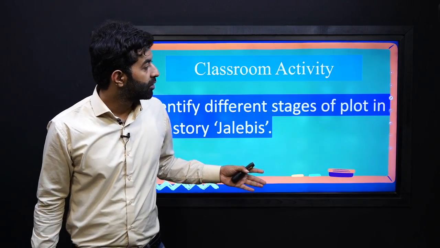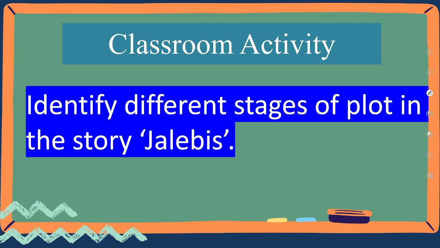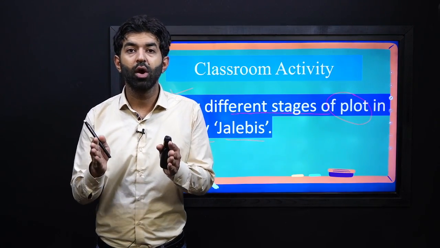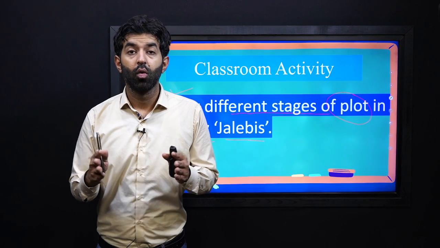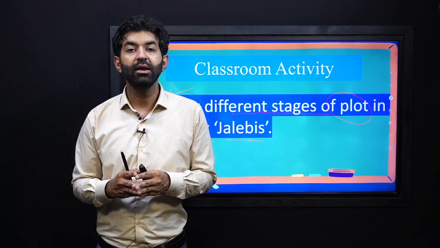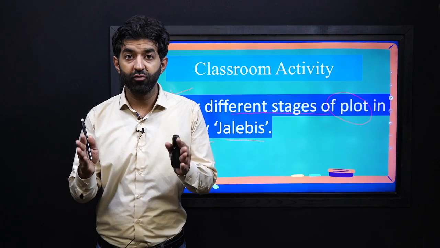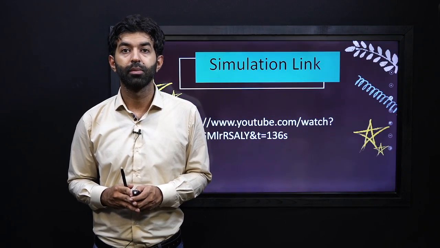All right. So you have to do this classroom activity by pausing the video. Identify different stages of plot in the story Jalebi. We have talked about all these different stages. You have to break down the different stages according to the story. What was the beginning of the story? What is the rising action, climax, falling action, and then the solution or end? So you have to find out in the story, mention it, and note down in your notebook.